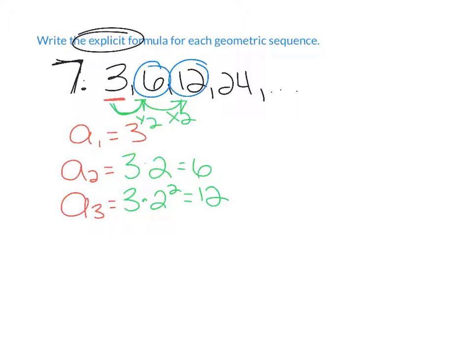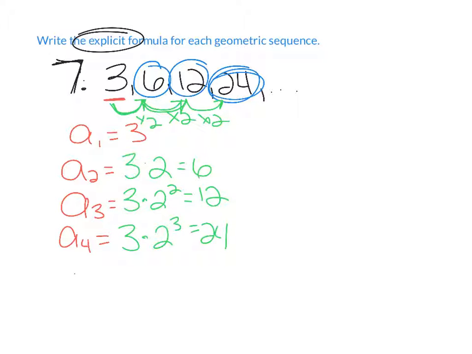If I want to find a sub 4, once again, we want to write this starting with 3. How could I get to that 24? Well, you take 3 times 2 times 2 times 2. We would take 3 times 2 three times, which is 3 times 2 cubed, which gives me 24.